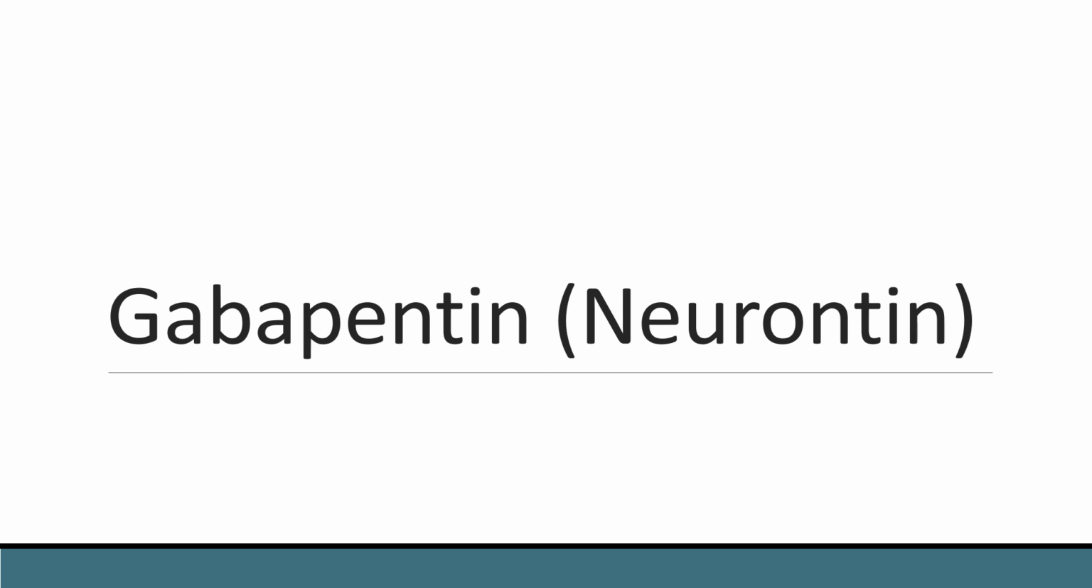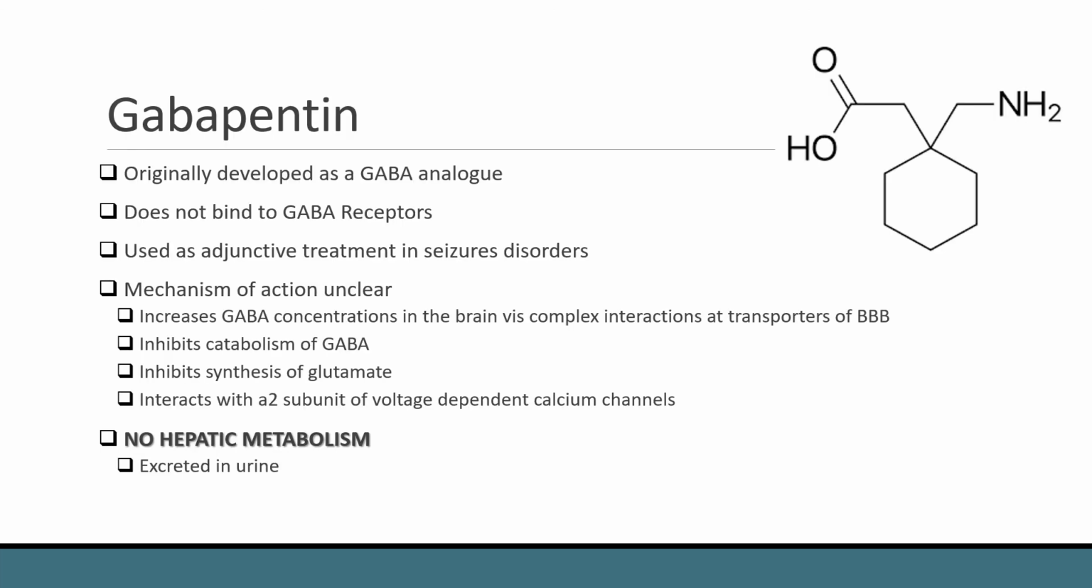Lastly, gabapentin, Neurontin. Gabapentin was originally developed as a GABA analog. It does not bind to GABA receptors. It's used as an adjunctive agent in seizure disorders. Its mechanism of action is unclear. It's been shown to increase GABA concentrations in the brain via complex interactions at transporters of the blood-brain barrier. It inhibits catabolism of GABA. It inhibits the synthesis of glutamate. It interacts with an alpha-2 subunit of the voltage-dependent calcium channels. And it's not metabolized through the liver, and it's excreted in the urine unchanged.